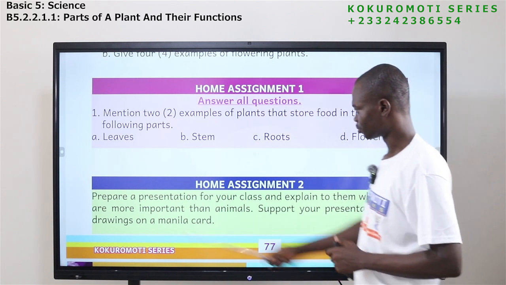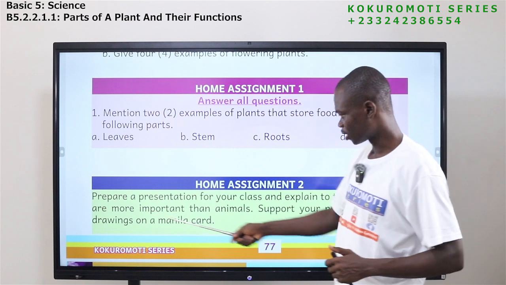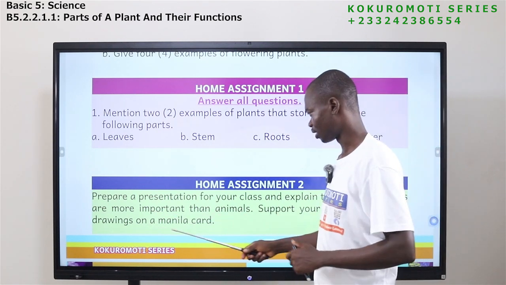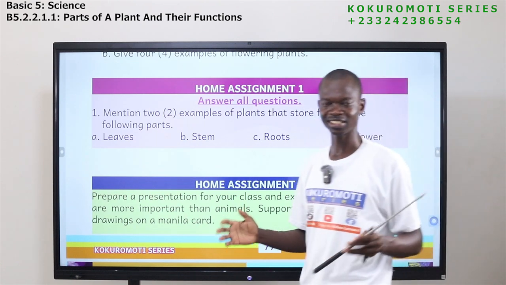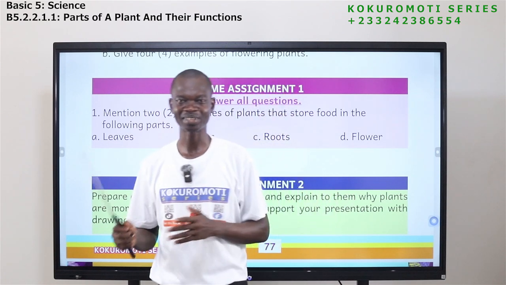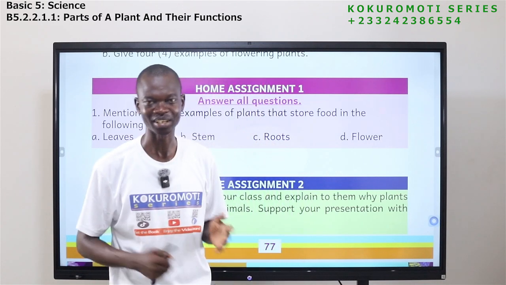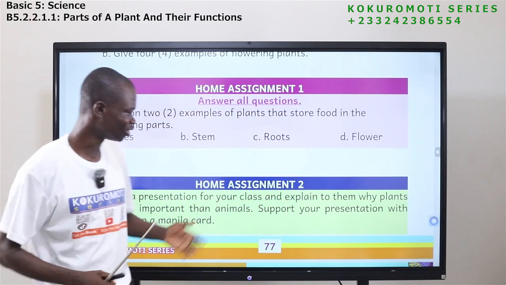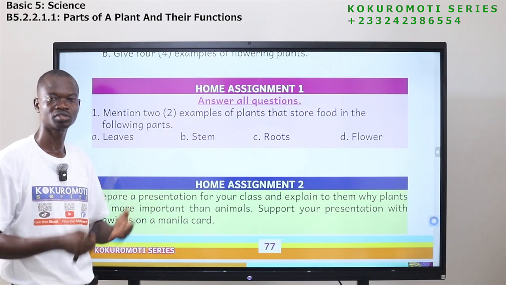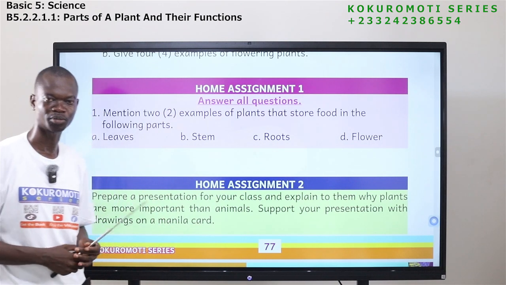Let me read the home assignment 2. Prepare a presentation for your class and explain to them why plants are more important than animals. Support your presentation with drawings on a manila card. So this is a typical question for you. Why plants are more important than animals? So you are going to write why plants are more important. And you need to support your points with what? Drawing. So you draw something on a manila card to support all your points.